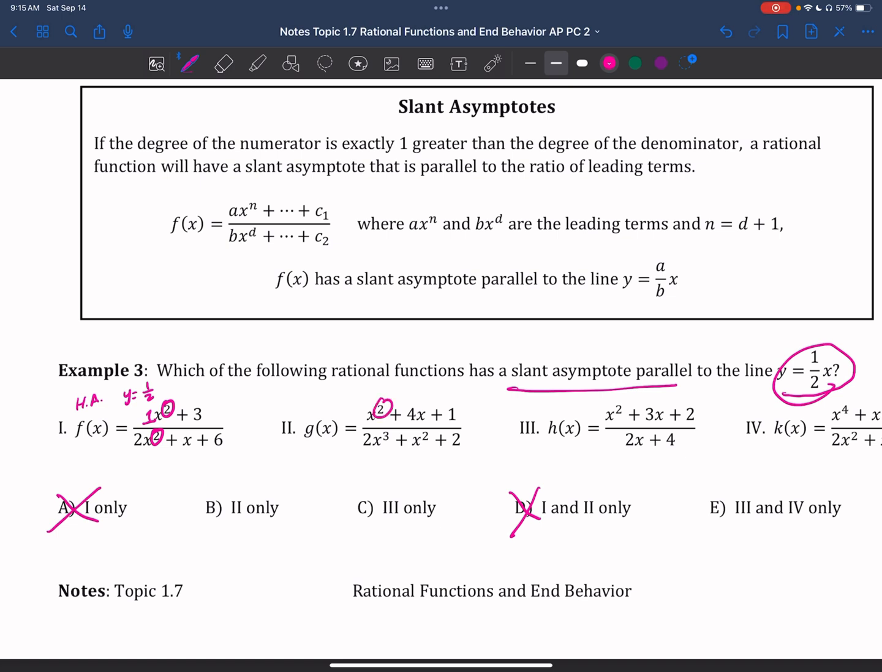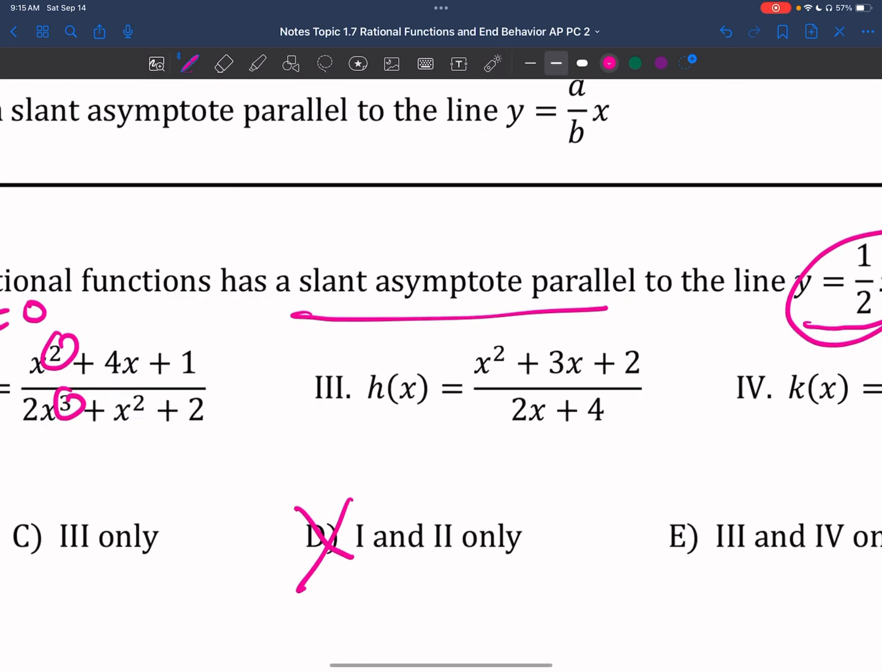For the second function, I have a degree of 2 on the numerator, degree of 3 in the denominator, so it's bigger on the bottom. So that reminds me of bubble, so horizontal asymptote y equals 0. So again, I can cancel out answer choice B.